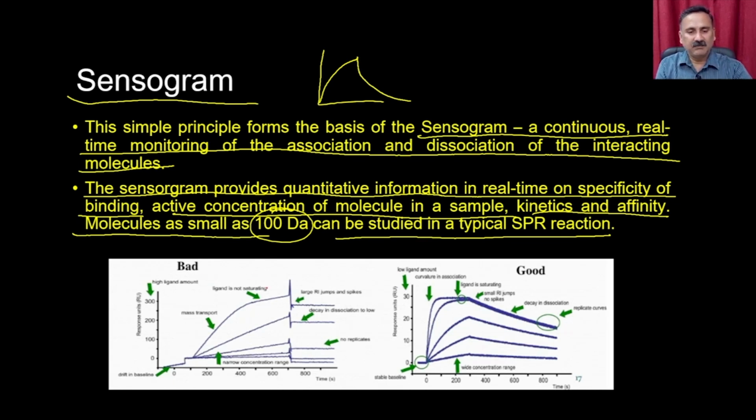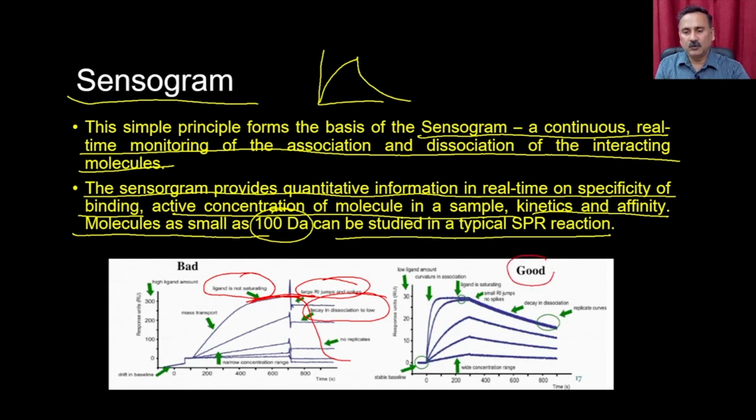One of the major reasons why this is a bad quality sensogram is that the ligand is not saturating. It is not showing you a plateau, right? It should show you a plateau, and then it should show you a decline. And it also shows a lot of spikes, and it has a decay in dissociation and so on. Because of that, this is a bad quality sensogram. It is not going to give you accurate values for the KD values and other kinds of parameters.